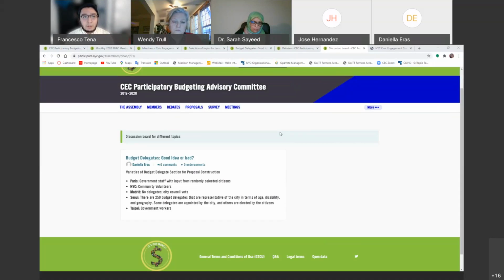And so as much as this is a tool for the Civic Engagement Commission and city employees, this is also a really, really powerful tool for residents of New York City who are looking to make a meaningful impact in the city government, to collaborate with city government and collaborate with community. So that's really the strength here.